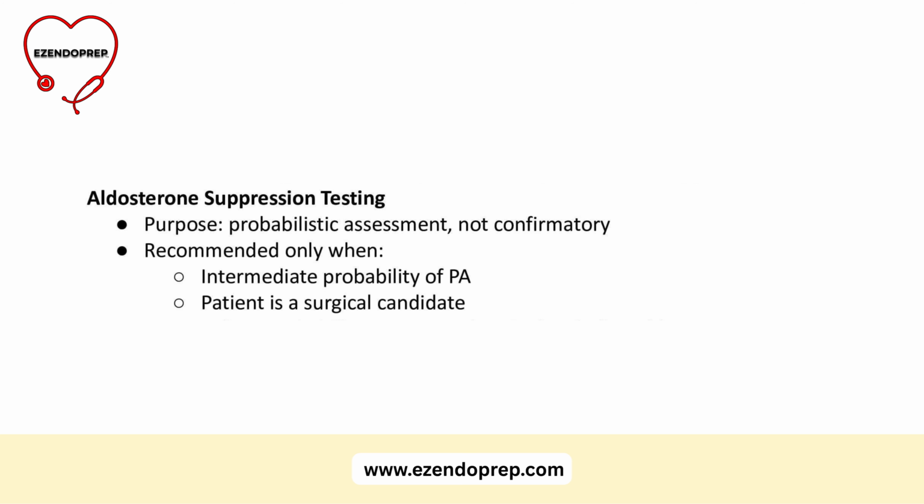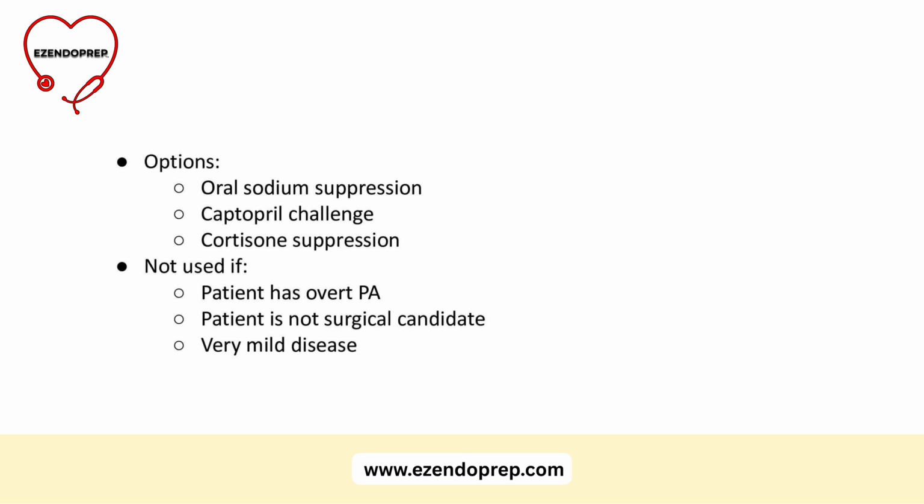It is now suggested only when the probability is intermediate and the patient is a surgical candidate. We call this aldosterone suppression testing, not confirmatory testing anymore, because its purpose is probabilistic, not absolute. Options include oral sodium suppression, the captopril challenge, or fludrocortisone suppression. And equally important, we do not use suppression testing in overt PA in patients not eligible for surgery or in those with very mild disease.